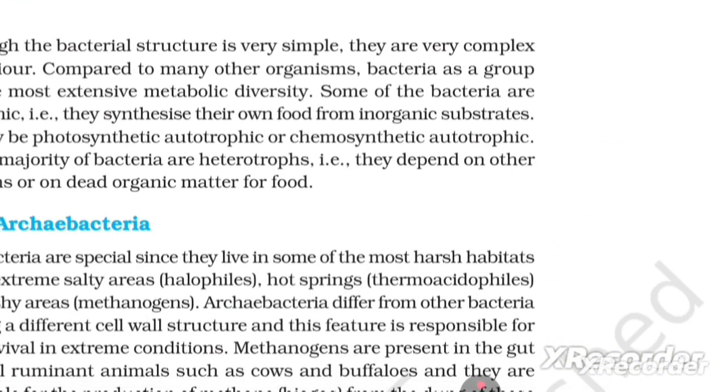Though the bacterial structure is very simple, they are very complex in behavior. Compared to many other organisms, bacteria as a group show the most extensive metabolic diversity. Some of the bacteria are autotrophic, that is, they synthesize their own food from inorganic substances. They may be photosynthetic autotrophic or chemosynthetic autotrophic. The vast majority of bacteria are heterotrophs, that is, they depend on other organisms or on dead organic matter for food.